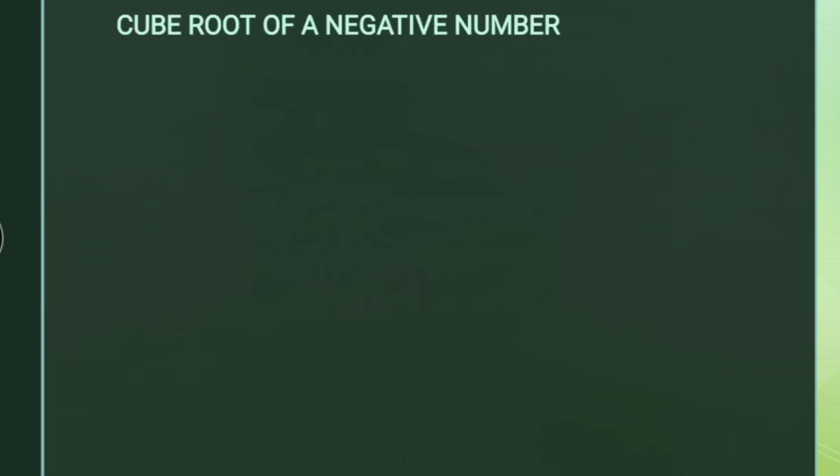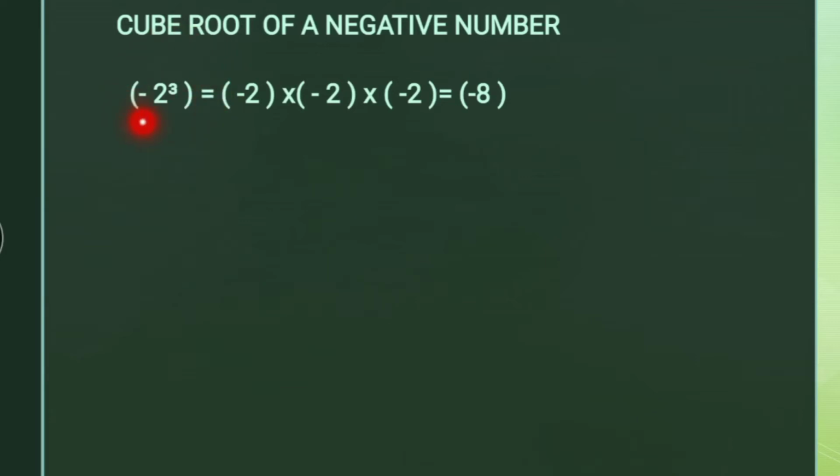Cube root of a negative number. Students, we know that the cube of negative number is negative. See, here we have minus 2 cube is equal to minus 2 into minus 2 into minus 2 is equal to minus 8. So, what is the cube root of minus 8? Yes, the cube root of minus 8 is equal to minus 2. See, we can write this cube root of minus 8 in the same way. Both are same. Clear? So, the cube root of minus 8 is minus 2.